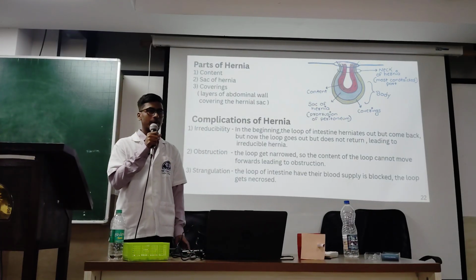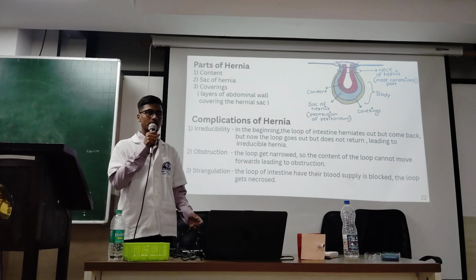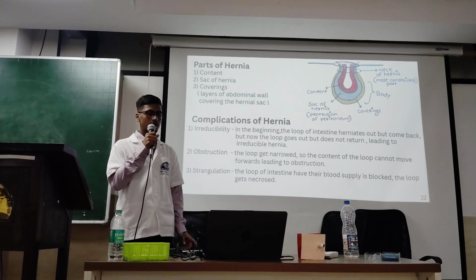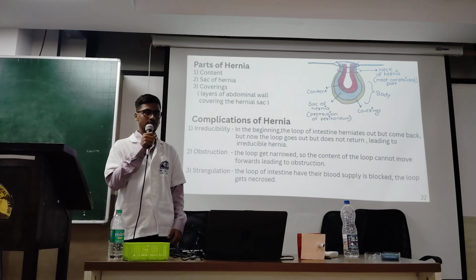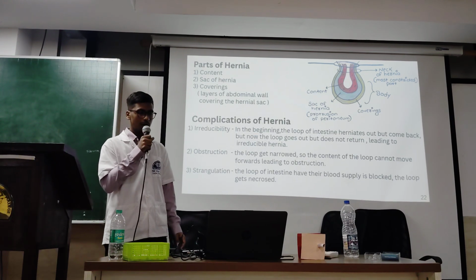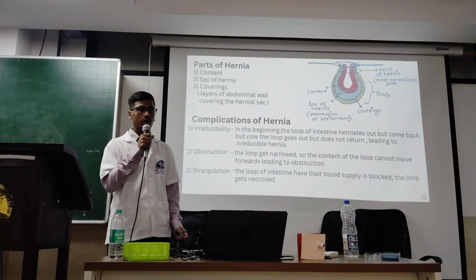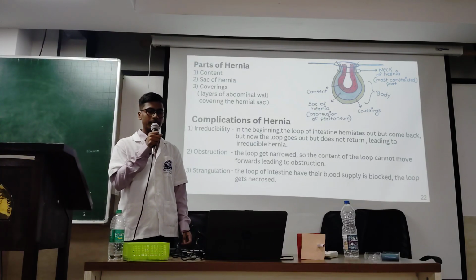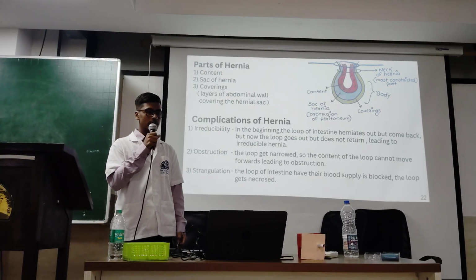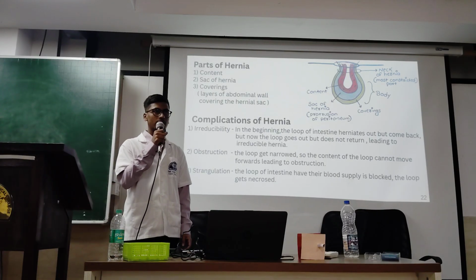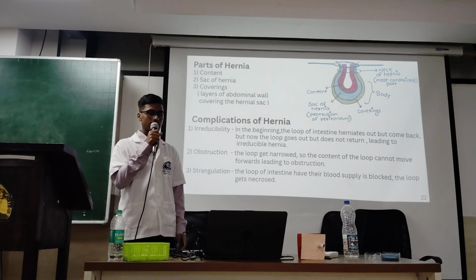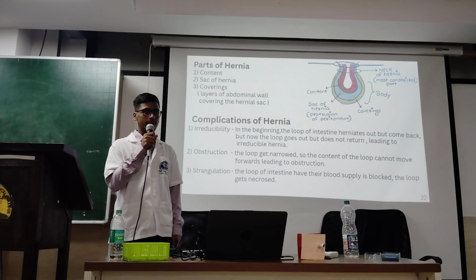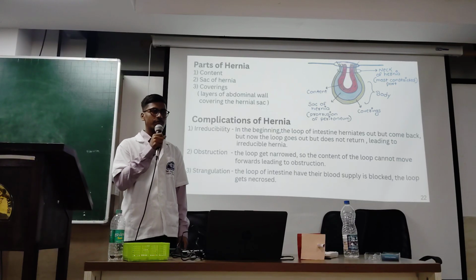The parts of a hernia. Every hernia contains three parts: contents, sac of hernia and coverings. The most constricted part of the hernia is known as the neck, and the remaining part is known as the body. The content of the hernia is mainly a loop of intestine. The sac of the hernia is the peritoneum, and the coverings are the wall of the abdomen.